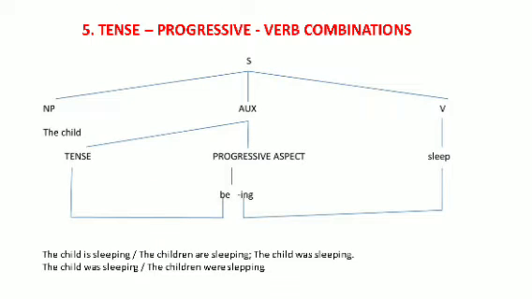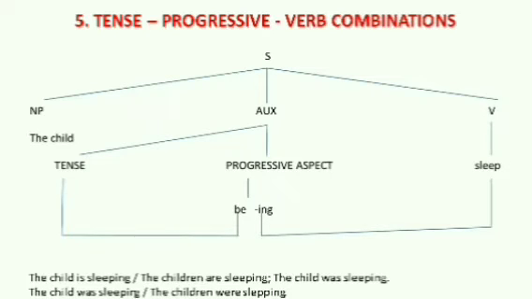Let us analyze the present progressive constructions. If there is no perfective aspect, the tense component gets attached to the be element of the progressive aspect. This is how we get the sentences: the child is sleeping and the child was sleeping. See the display. If the subject noun phrase denotes plurality, we get, as an example, the children are sleeping. And if it is past tense, we get the children were sleeping.